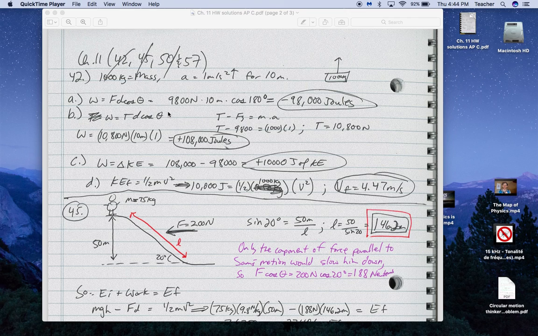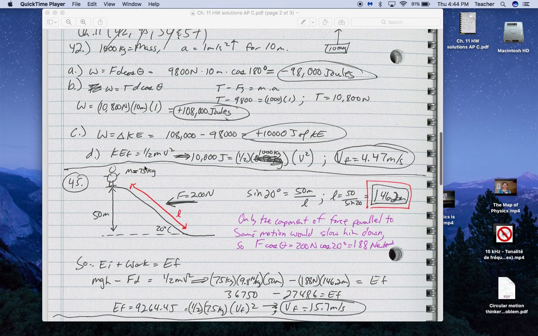For B, asking how much work is done by the rope, well, tension minus Fg equals m times a, so the tension actually has to be 10,800 newtons multiplied by 10 meters, and that's in the direction of motion, so that's plus 108,000 joules. So the net work done is 10,000 joules. Thinking about that, that would equal the final kinetic energy. So that says that the object ends up with a speed of 4.47 meters per second.